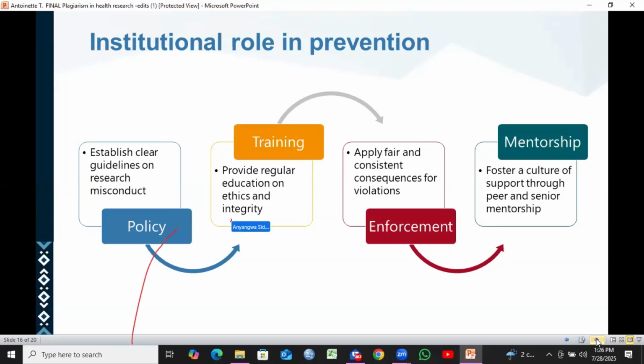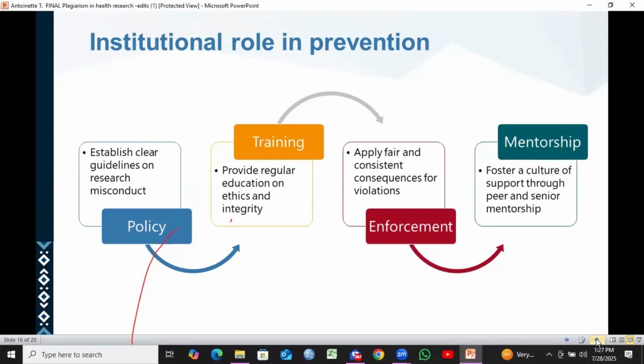Then training. After the institution has come up with these policies by establishing clear guidelines on research misconduct, they should train the students or the employees on ethics and integrity. That means when you come up with a policy, you train those who are supposed to implement these things in the field. You provide regular education on ethics and integrity.